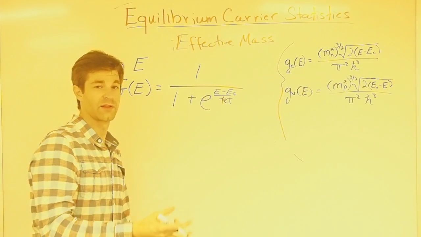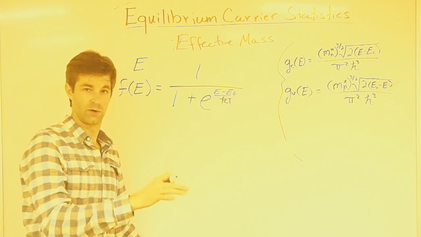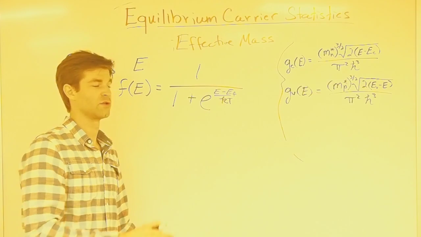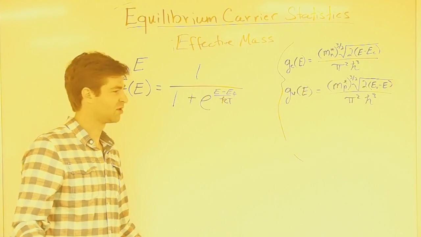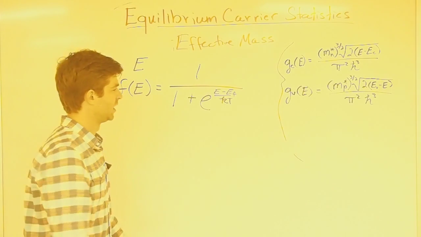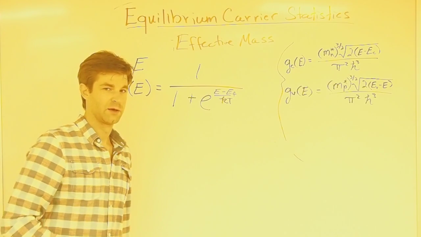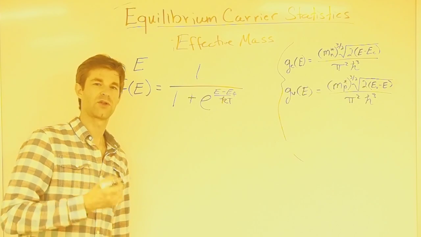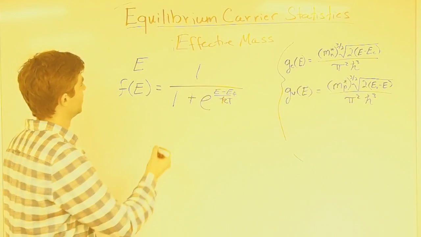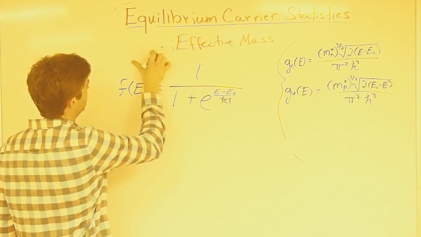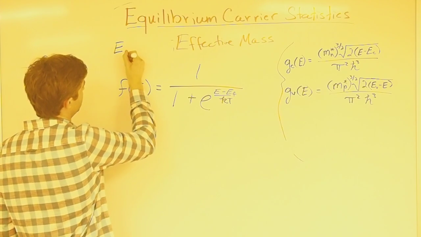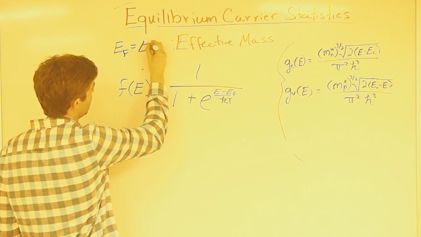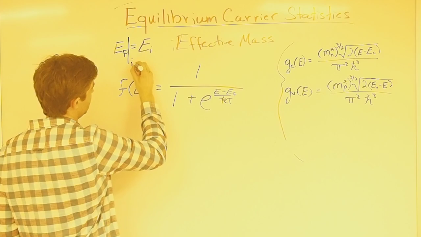And for an intrinsic semiconductor, which is what we're only going to be talking about today, which means no doping, just a pure semiconductor, E_F is a constant. And what we're going to do today is go through some derivations to find out what that value is. And actually, in an intrinsic semiconductor, we call E_F, which is the Fermi energy, equal to E_i for intrinsic.